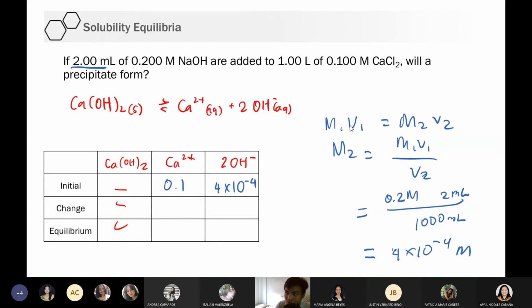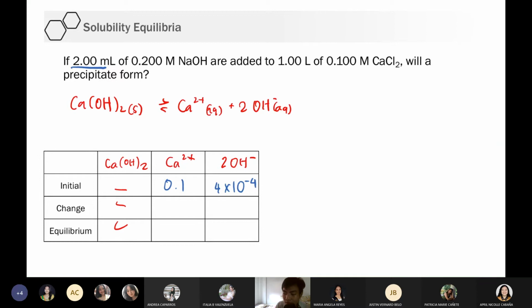So 500 times smaller na siya than the original. Okay? So that means we have to do the dilution formula. And then we found out that the final concentration of hydroxide in our solution is 4 times 10 raised to negative 4. Okay? So, yan. Ang tanong, saan natin gagamitin itong info na to? We will use this info sa Q, reaction quotient. Kasi yung Q, i-compare natin sa K, di ba? Okay, so we will use this concentration sa Q. So, what is the Q for this equation? That is the initial concentration of calcium times the initial concentration of hydroxide squared.